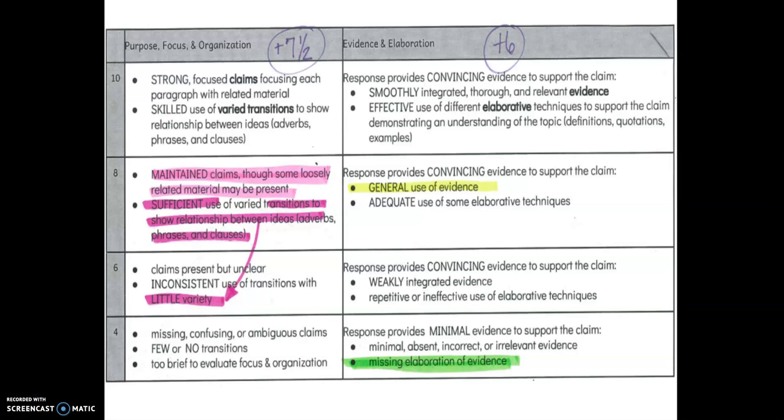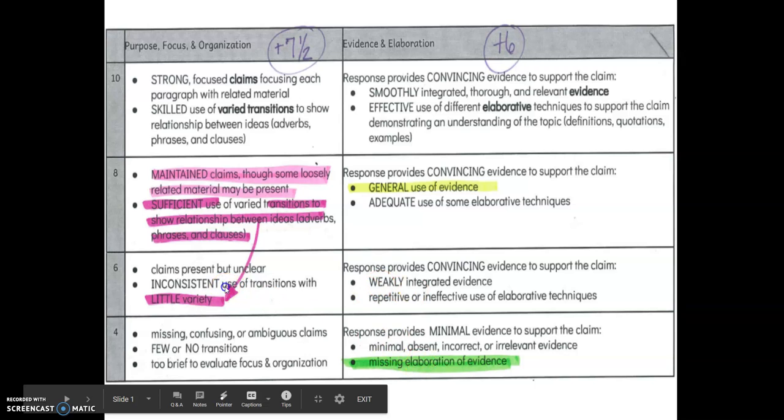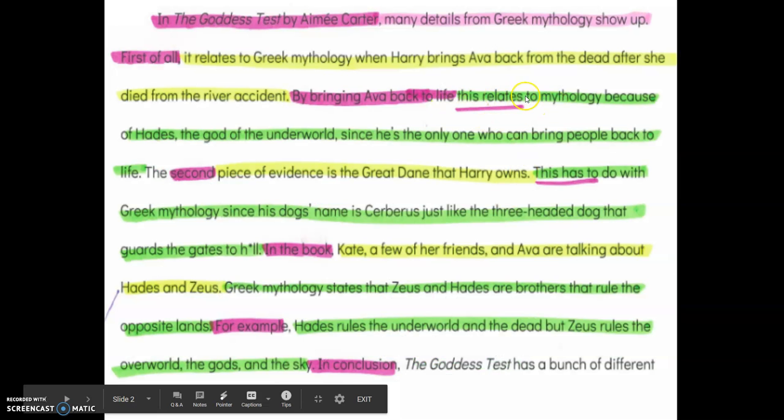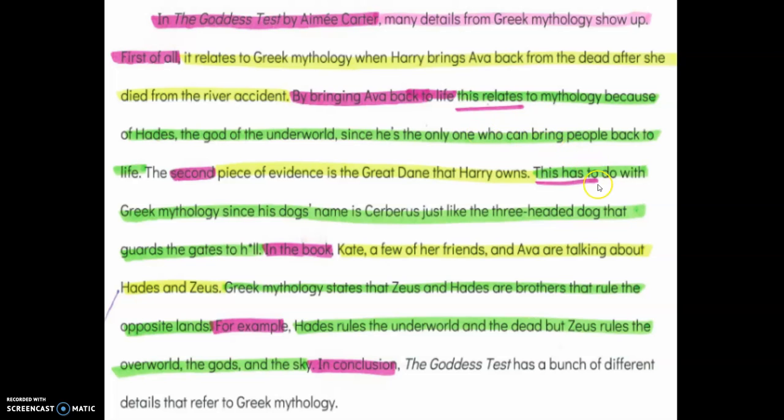Okay, almost done. This is the last screencast, and it's going to talk about elaboration. That is the explanation that you use in your essay to explain your evidence. Everything that's considered an explanation is going to be highlighted in green. So go look at your paragraph, and anything that's highlighted in green is an explanation of your yellow.